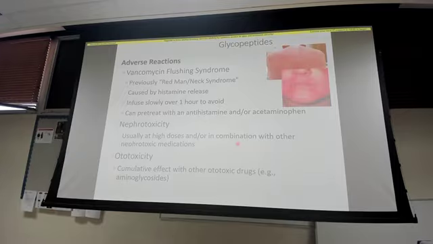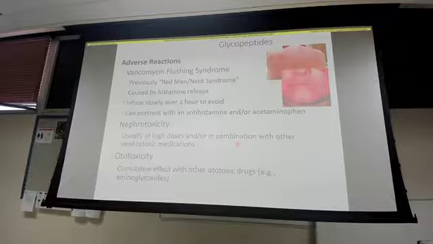All right, adverse reactions. Now, we continue to check these labs and we pull our vanc levels, because we need to make sure that we're in that therapeutic window. When we go outside of this therapeutic window, and with higher doses, we are likely to see a lot of these side effects occur. With our vancomycin flushing syndrome, you'll probably still hear people say this.